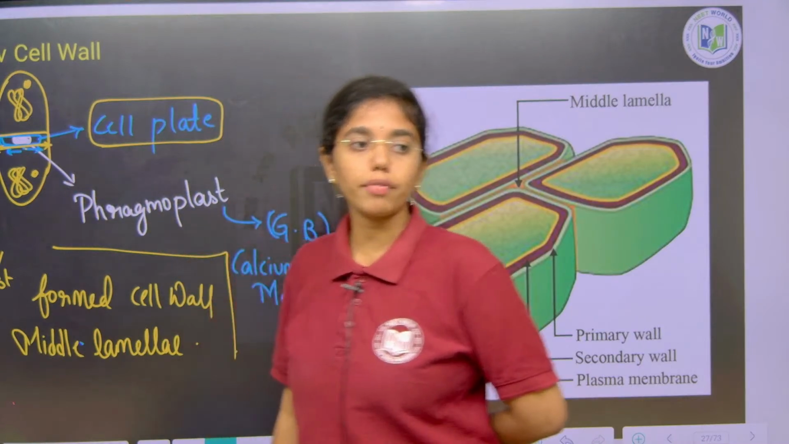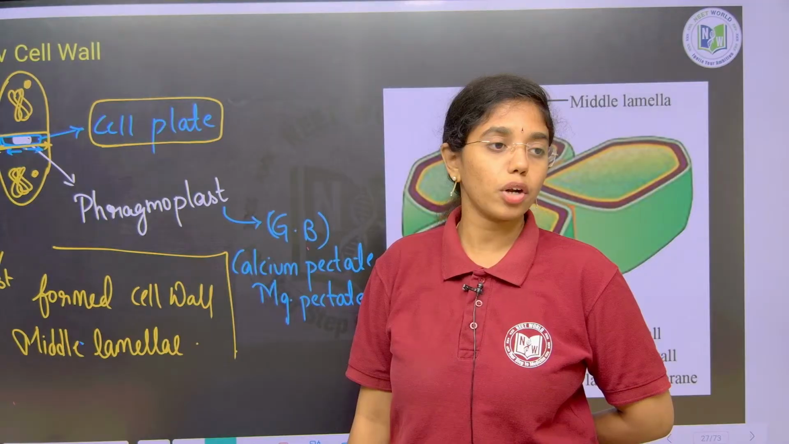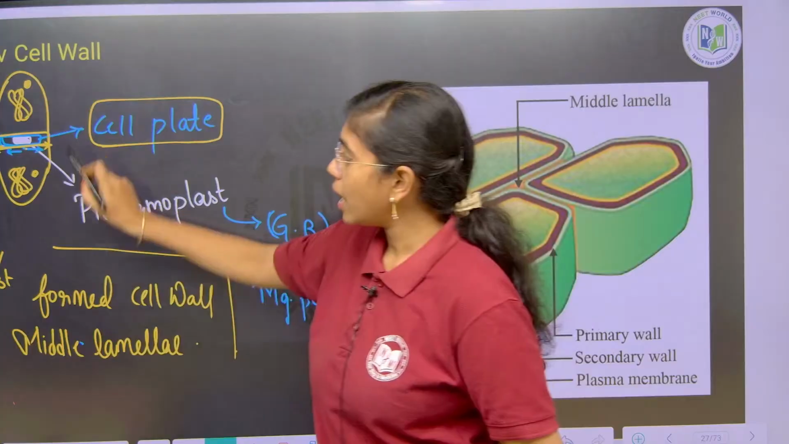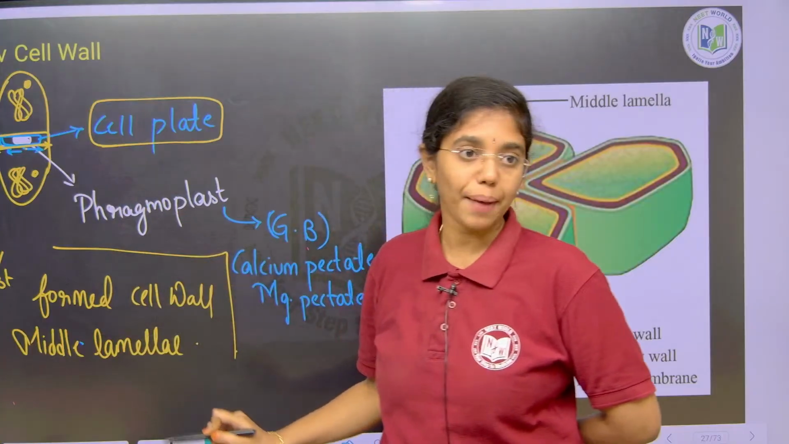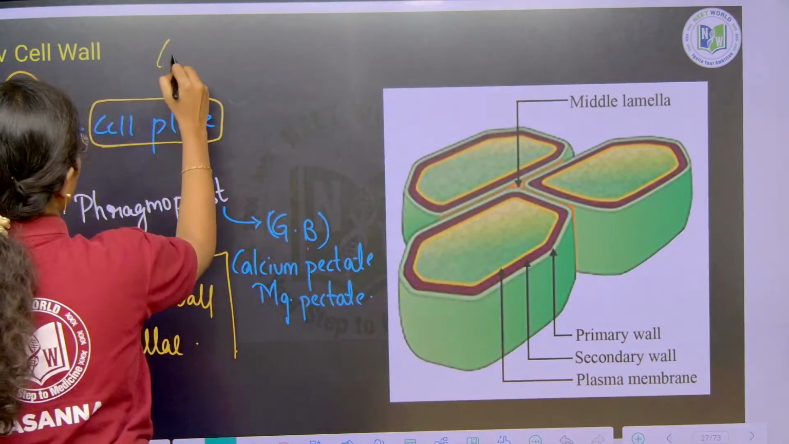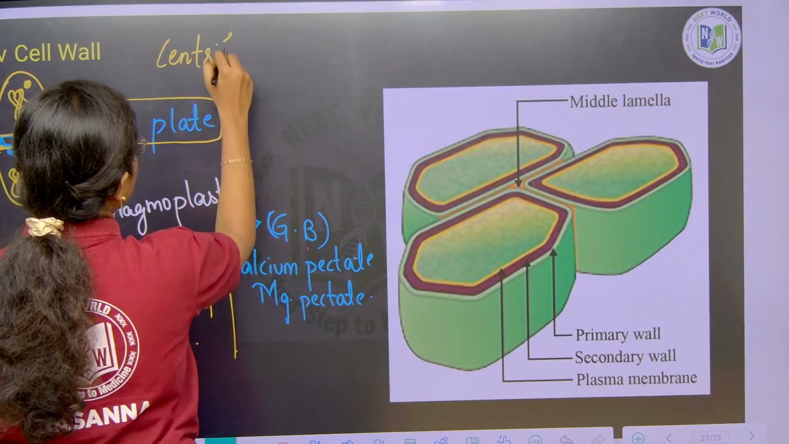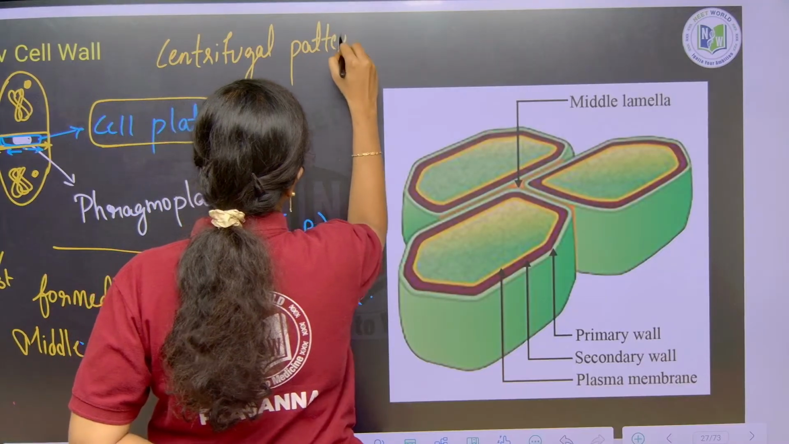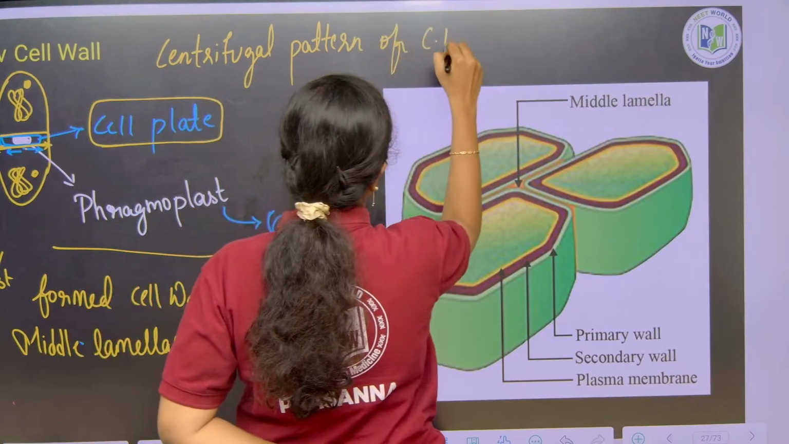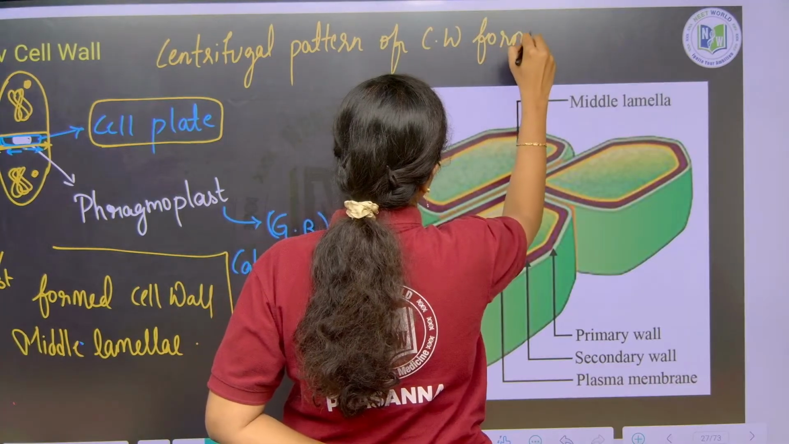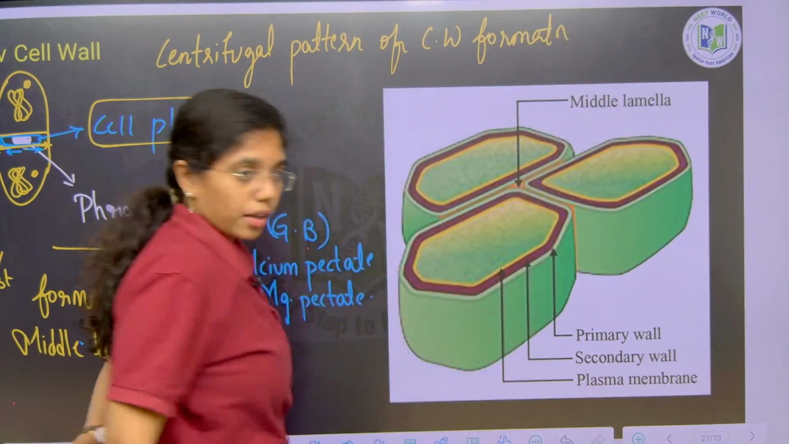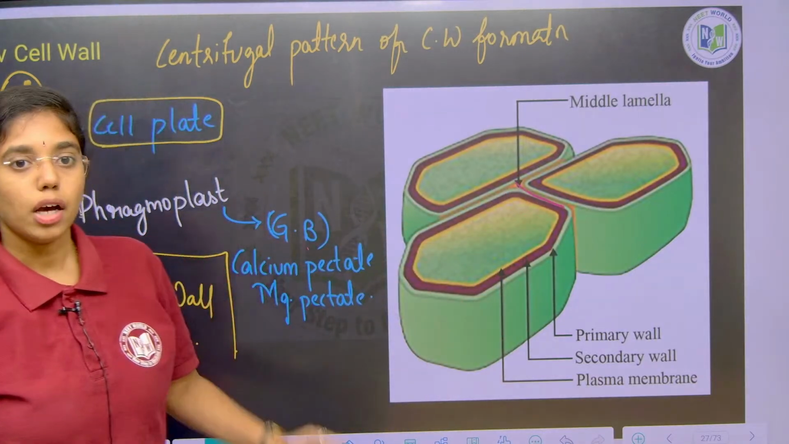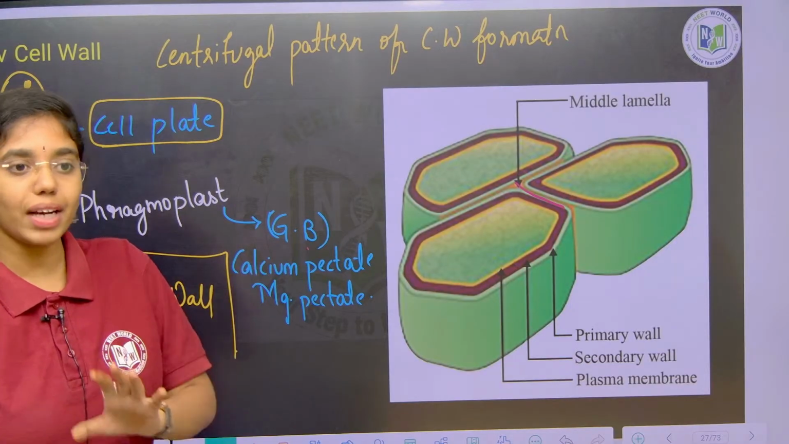In plants it is what pattern? Centrifugal pattern of cell wall formation, and at the end it will move to two opposite poles and form the first formed middle lamella layer. This pattern is the centrifugal pattern of cell wall formation. Clear, right? So, in this diagram can you see at the center what is first formed? Middle lamella. So, how middle lamella is formed, you have a clear idea.